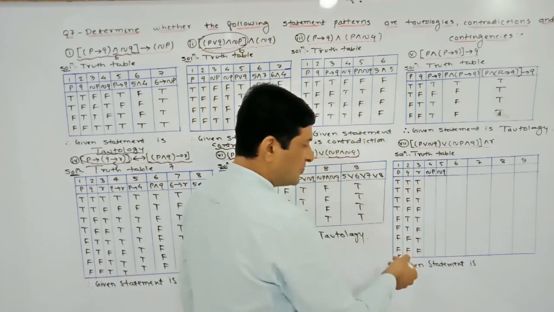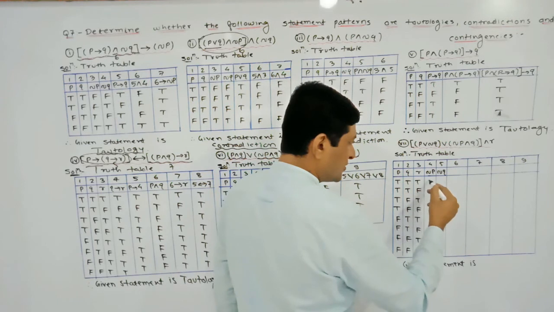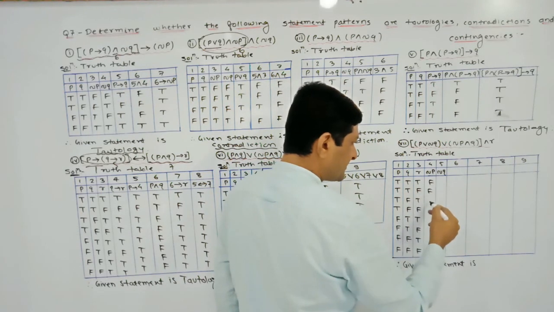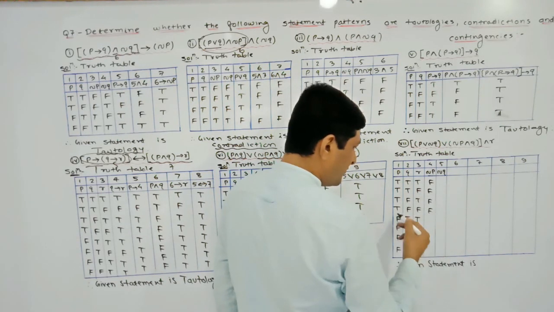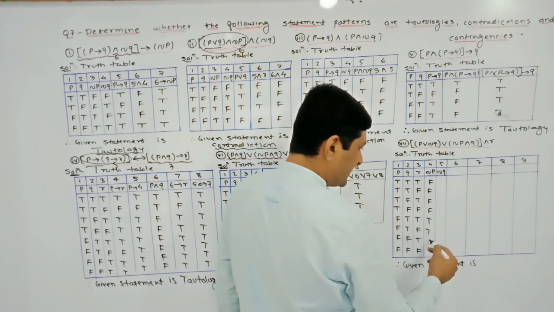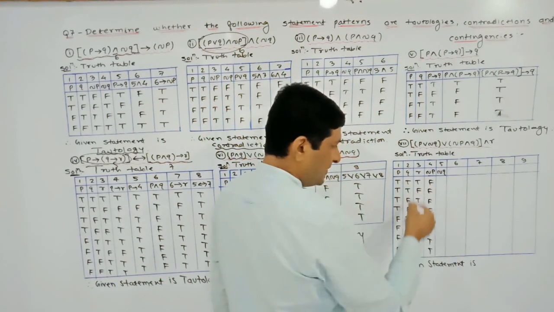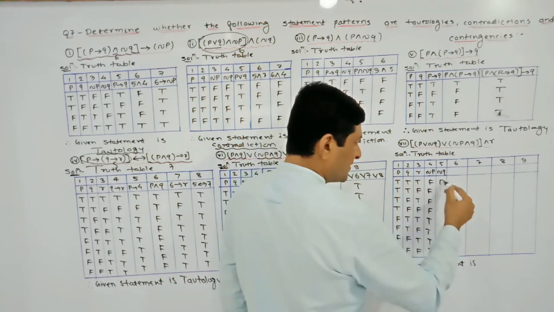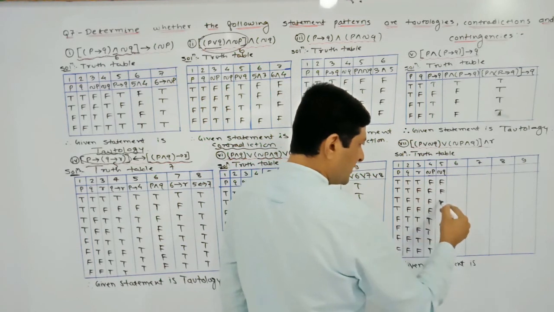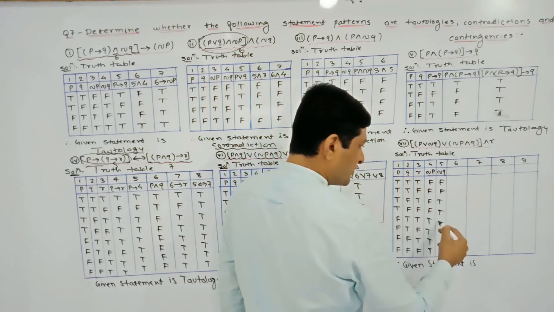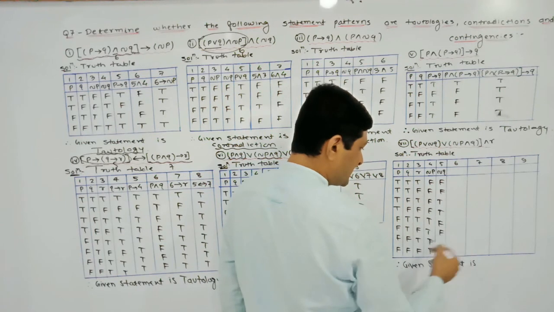Observe, these are truth value of P, we are finding its negation. Negation of true is what? False. And negation of false will be true. So here we'll get T. Now find out negation of Q. Negation of true is what? False. Again, negation of false is what? True. Negation of true is false. And lastly, negation of this false will be equal to true.